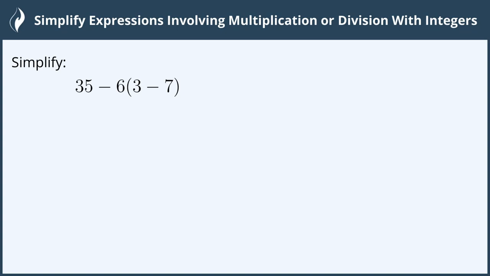Hi everyone! In this video we will simplify expressions involving multiplication or division with integers. Simplify 35 minus 6 times the quantity 3 minus 7. Before we move forward, let's review a few rules.